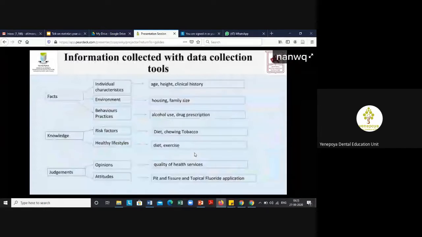So what are you going to collect by using the questionnaire, or quantitative information? Basically, we are going to collect three important parameters: the fact, the knowledge, and the judgment. Facts in terms of the individual characteristics: definitely you want to correlate age, maybe height or clinical history to the parameter of interest. It might be how age defines heart diseases, you would want to correlate. So individual characteristics you would like to collect.